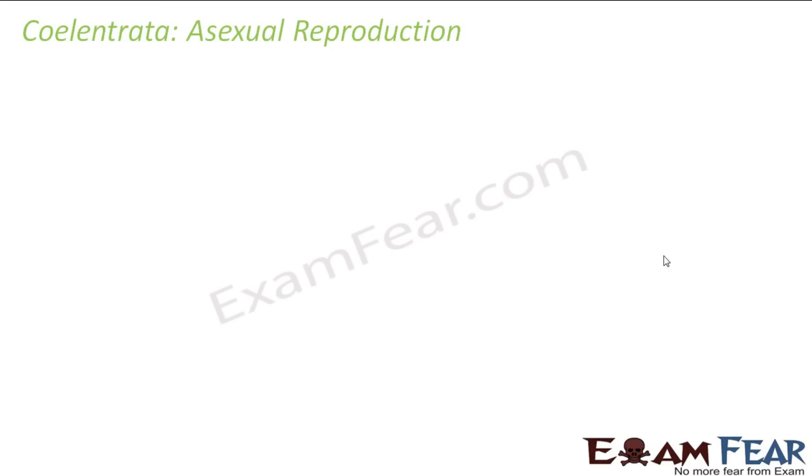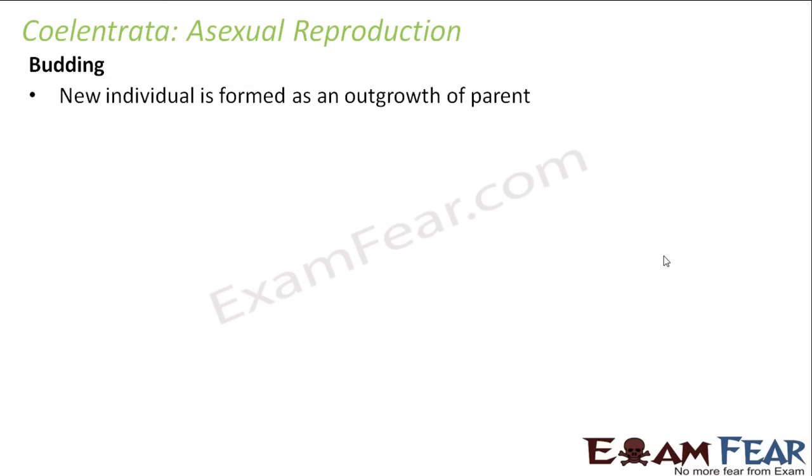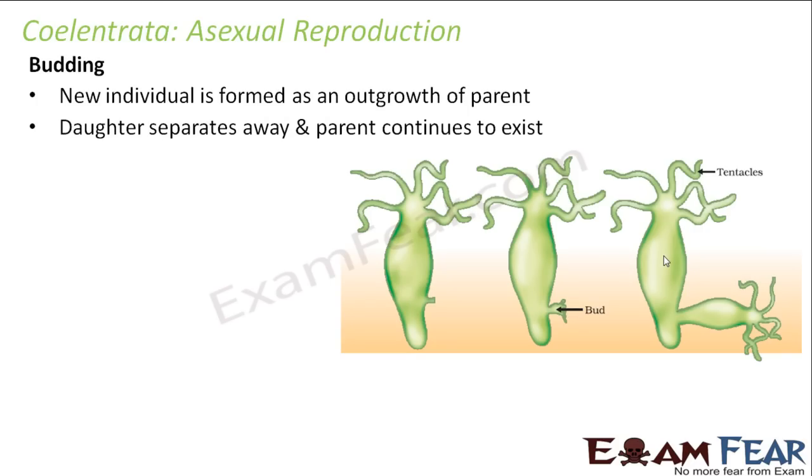Let us now talk about reproduction. Even in coelentrates, they reproduce both asexually as well as sexually. Let us first talk about asexual reproduction. Asexual reproduction happens by many different methods. One of them is budding. We all know what budding is. Here a new individual is formed as an outgrowth of the parent. That means on the parent's body, you will see a small outgrowth. That outgrowth is known as a bud, and that will develop, mature and form a new organism.